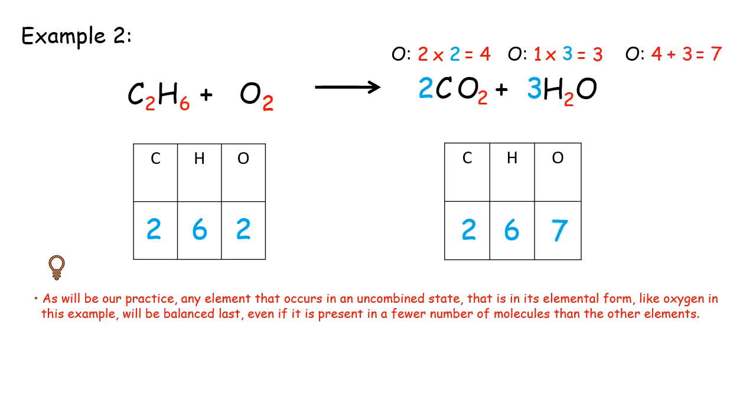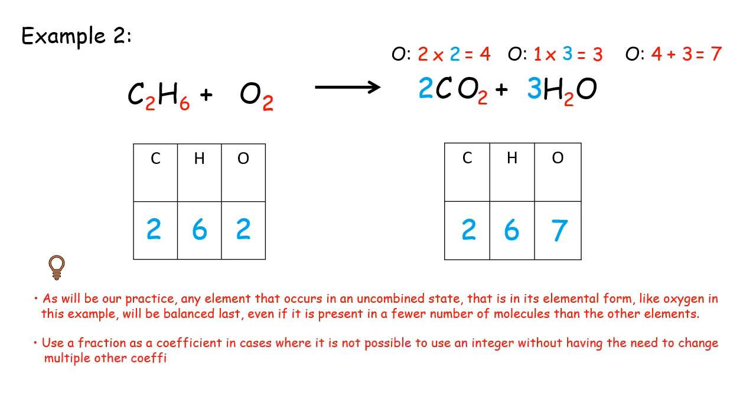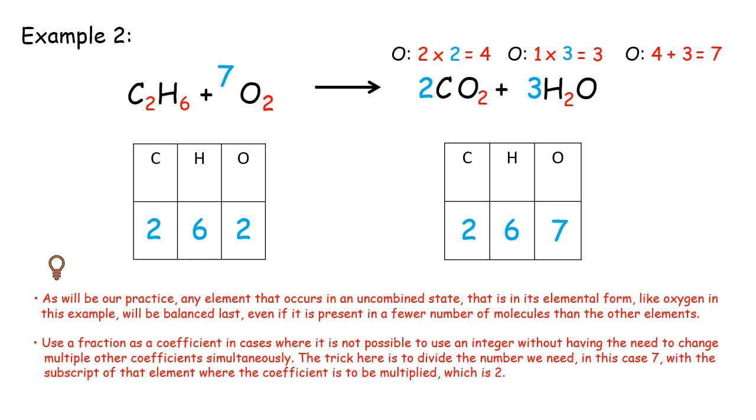We only have oxygen left unbalanced. Usually, it makes it a lot easier to use a fraction as a coefficient in cases where it is not possible to use an integer without having the need to change multiple other coefficients simultaneously. The trick here is to divide the number we need, in this case 7, by the subscript of that element where the coefficient is to be multiplied, which is 2, giving us 7 halves. Now we have a balanced chemical equation.